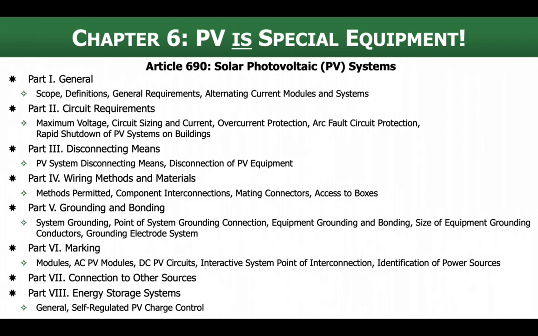If you've spent much time around PV systems, you probably realize there's a lot of labeling and marking requirements. That's Part 6. Part 7, connection to other sources. There, we spend most of our time in a different chapter, Chapter 7, special conditions. We'll be spending a lot of time in Article 705. And then finally, energy storage systems, Part 8. Not going there so much because that's not really the focus of this particular class.